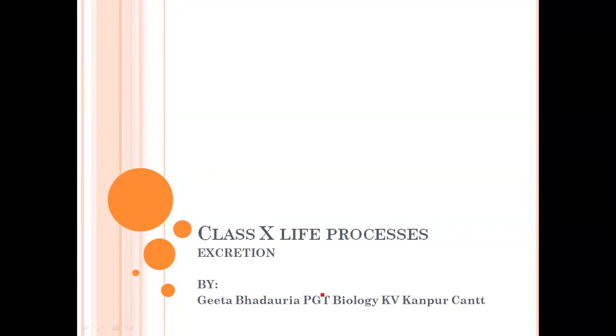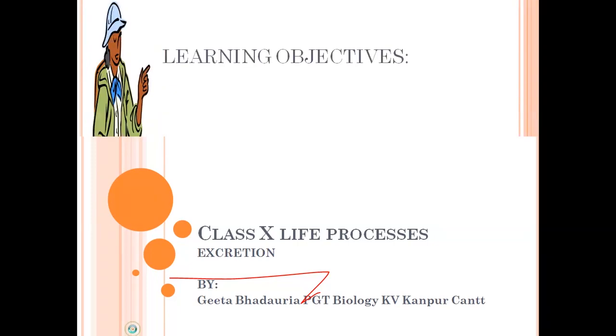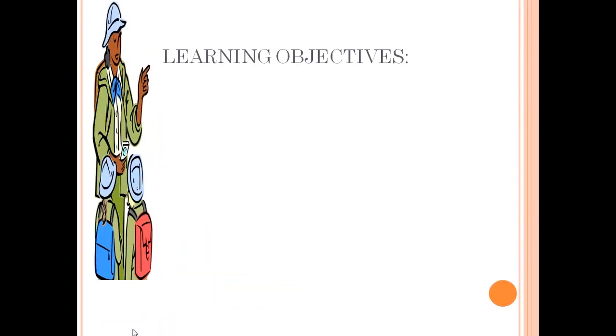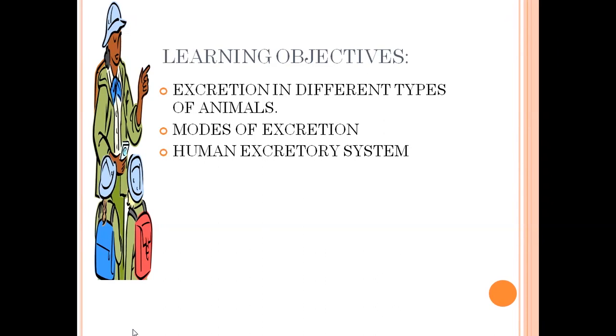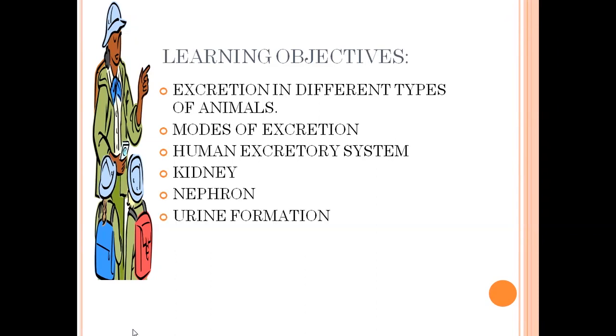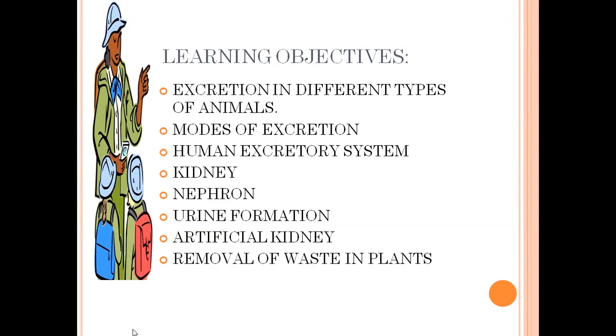Hello children. Today we are going to study about the process of excretion under the heading life processes. The learning objectives will include excretion in different types of animals, modes of excretion, human excretory system, kidney, structure of kidney, nephron, urine formation, artificial kidney and removal of waste in plants.